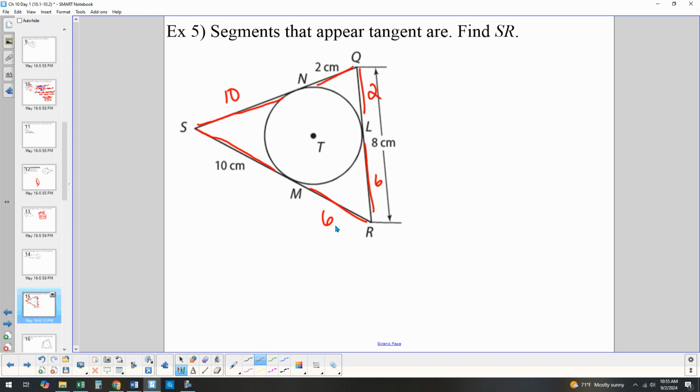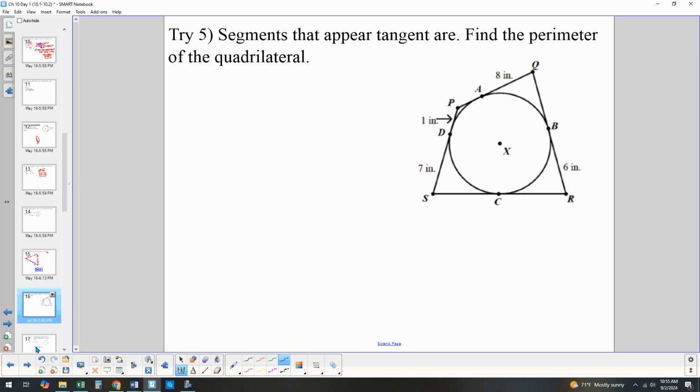So now I could either find the whole perimeter, or in this case, they're just asking me to find SR. So SR is from here to here. So that's a total of 16 centimeters. So in try 5, it does want you to find the perimeter of the quadrilateral. Pause. Answers are posted online.